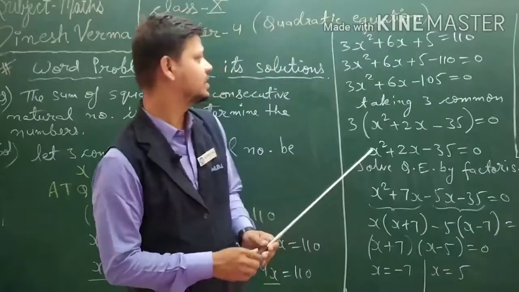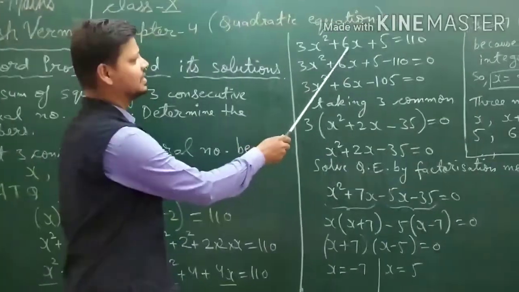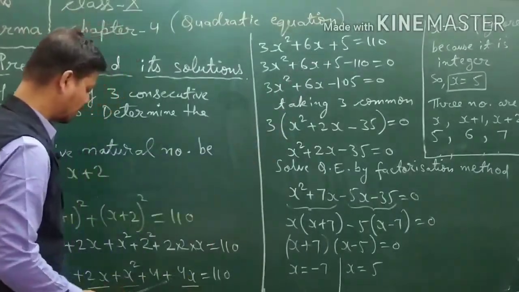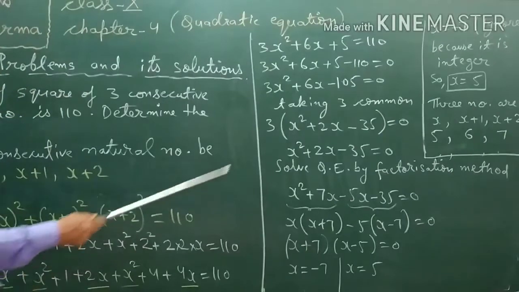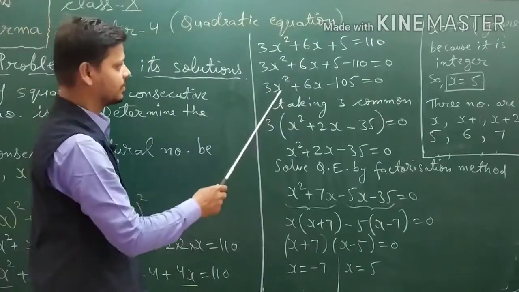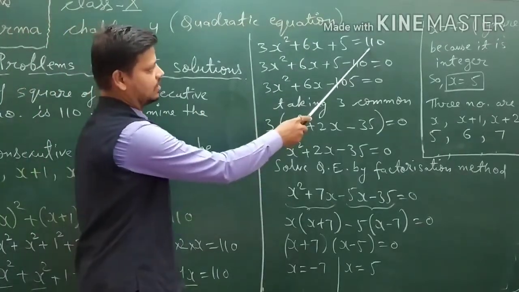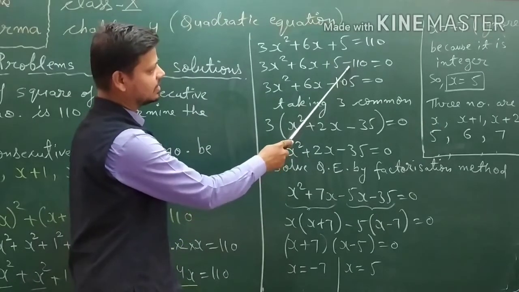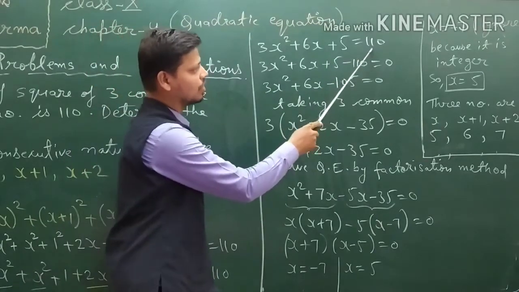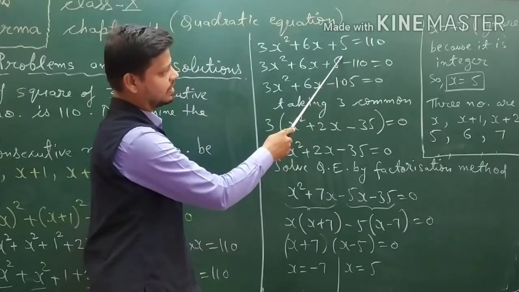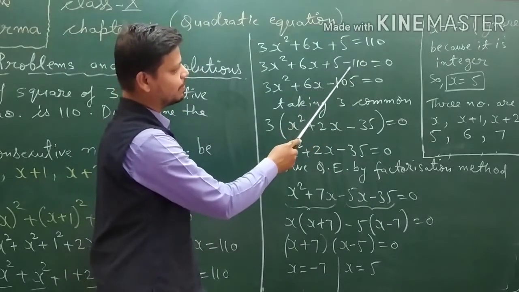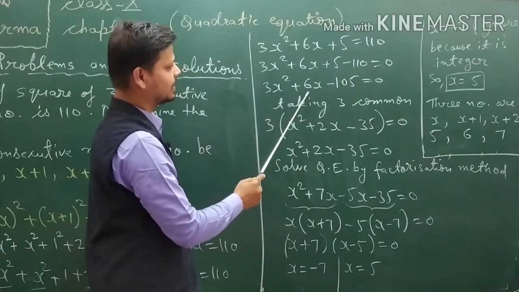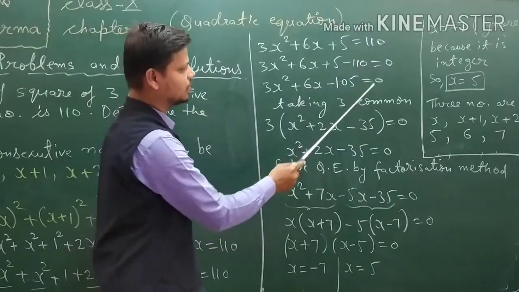So you solve this equation: 3x² plus 6x plus 5, that is 4 plus 1 is 5, is equal to 110. Now 3x² plus 6x plus 5 minus 110, the constant terms we have collected on one side, that is 5 minus 110 equals 0. Hence 3x² plus 6x minus 105 equals 0.